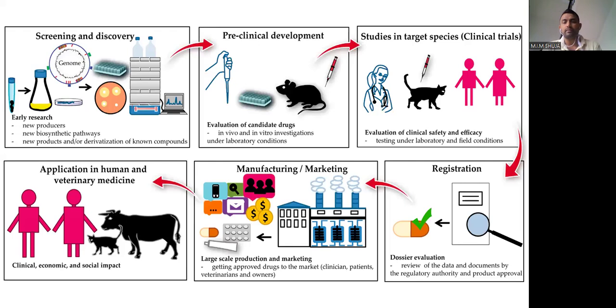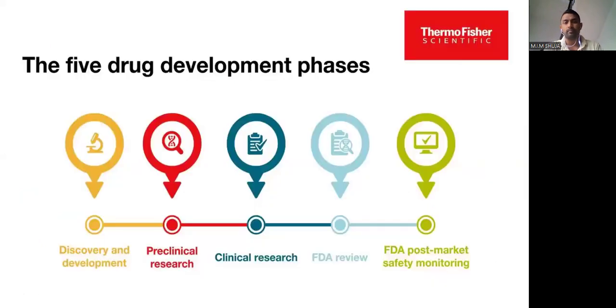So these are the basic things I have explained. Screening and discovery, then preclinical development, then you do studies in target species, then you need to get registration, then you do manufacturing and marketing, then application in human and veterinary medicine on a large scale. The 5 drug development phases, what we have again gone through, just go through this.